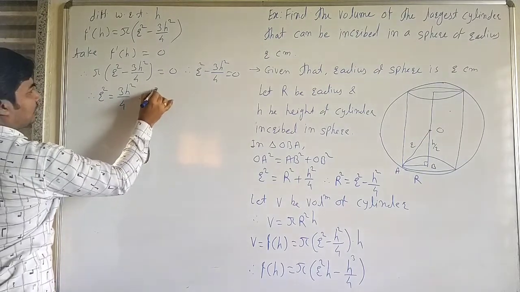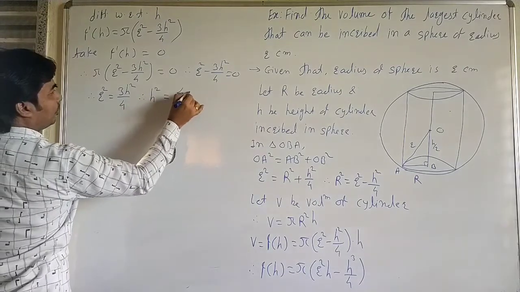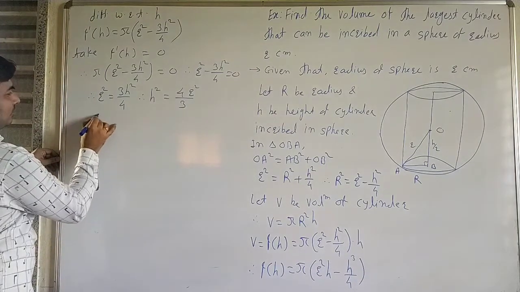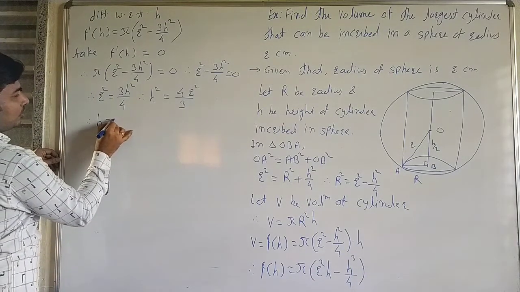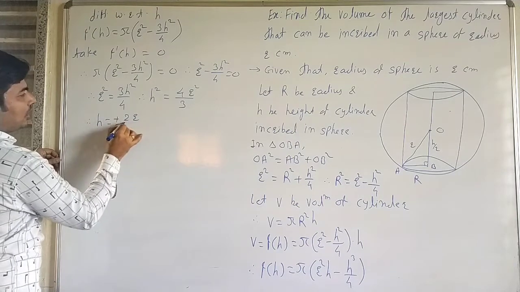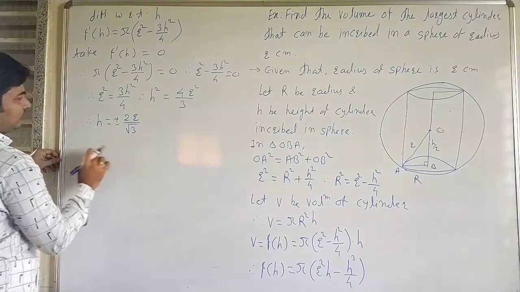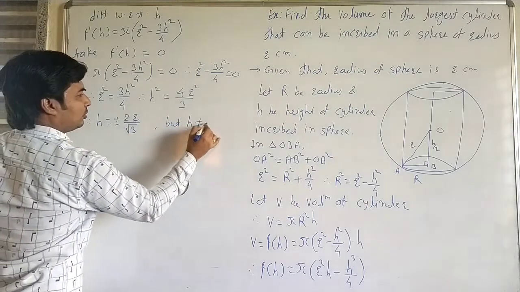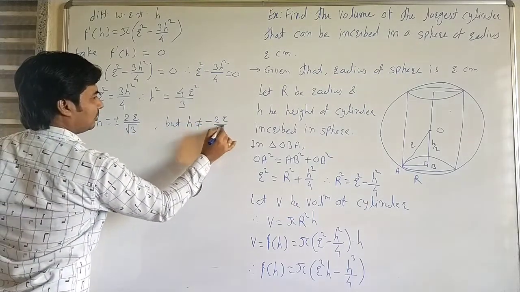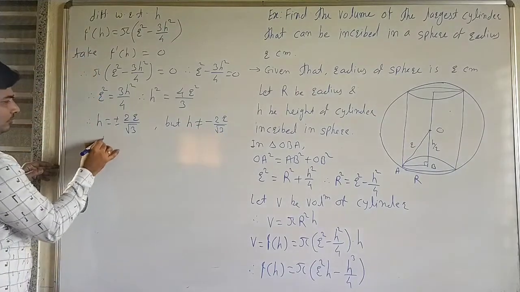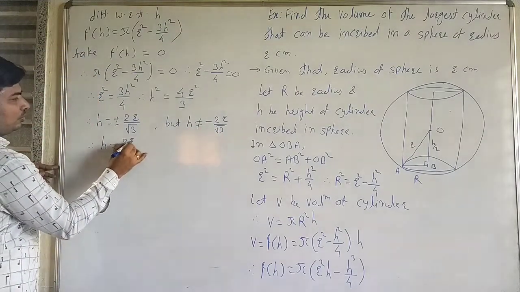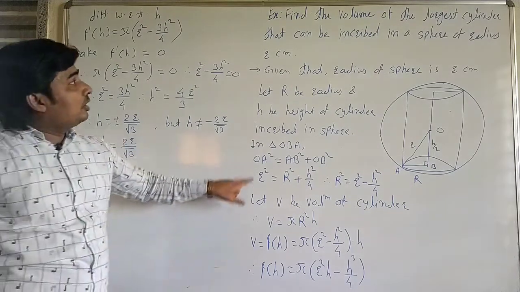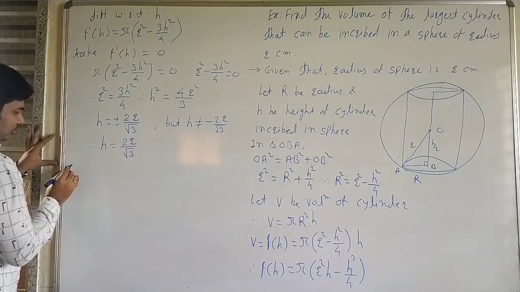Therefore H square is equal to 4 r square by 3, and therefore H is equal to plus or minus 2r upon under root 3. But H is a height, so H is not equal to minus 2r upon under root 3. Therefore H is equal to 2r by under root 3. It is the value of H, the height. Now we find f double dash of H.